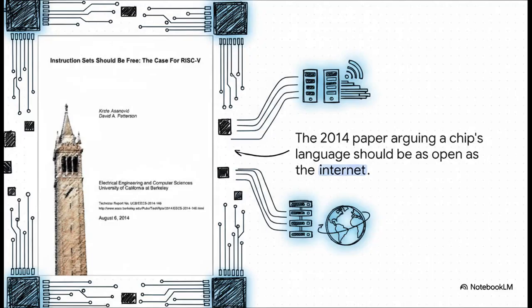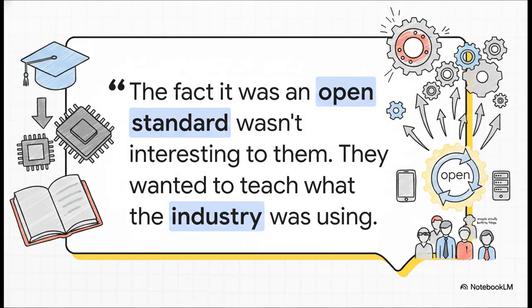This is the paper that really changed everything. It completely reframed the conversation. All of a sudden, RISC-V wasn't just some interesting open-source hardware project. It was positioned as a piece of fundamental digital infrastructure, as vital and as necessary as the open standards that run the internet.